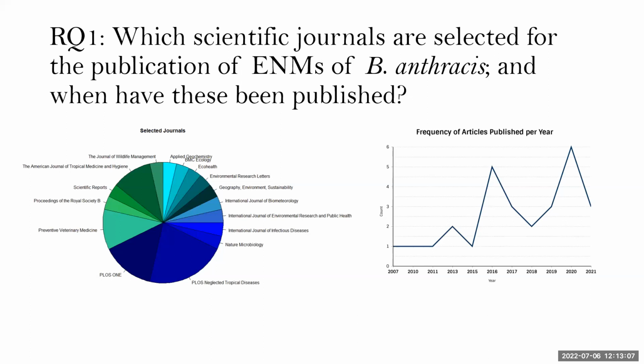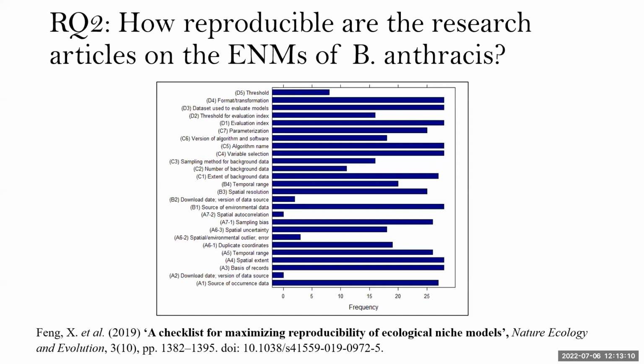2021. And I also measured reproducibility across the selected articles by identifying and recording the checklist items reported in each paper, following the recommendation by Feng et al., who published a study on the recommended items that should be reported in niche modeling studies to maximize reproducibility. Now, the y-axis here shows the various reproducibility checklist items to be compared, and the x-axis shows the number of articles that reported those items. So these are labeled from A1 to D5, and A1 is at the very bottom.